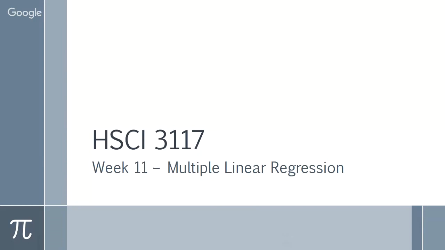We're talking about multiple linear regression. This builds off of what we talked about last week with simple linear regression. In simple linear regression, we had a response variable that was a quantitative variable, and we had an explanatory variable that was also a quantitative variable. With multiple linear regression, we're going to talk about the situation where we have more than one explanatory variable, and we can even consider some explanatory variables that are not quantitative, that are categorical. Let's dive right in.